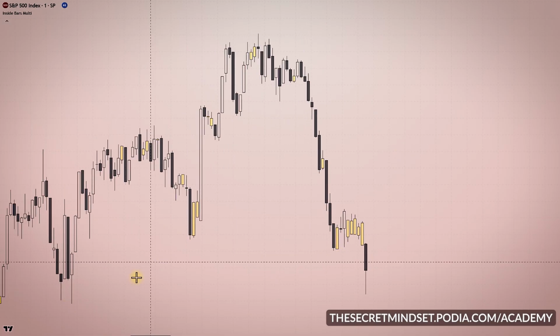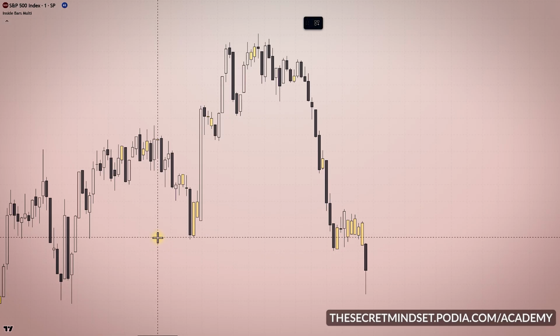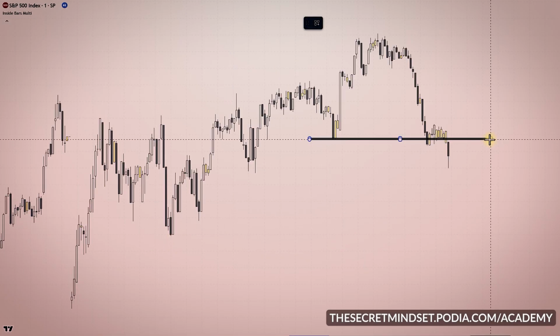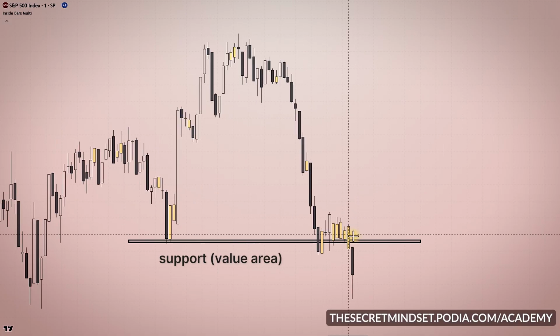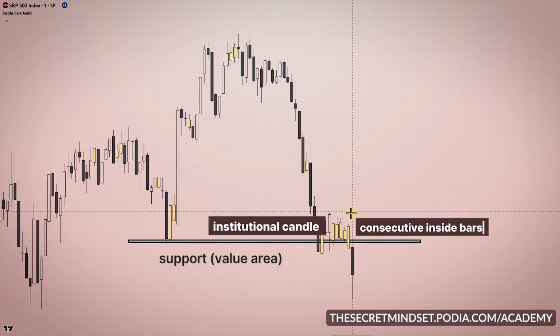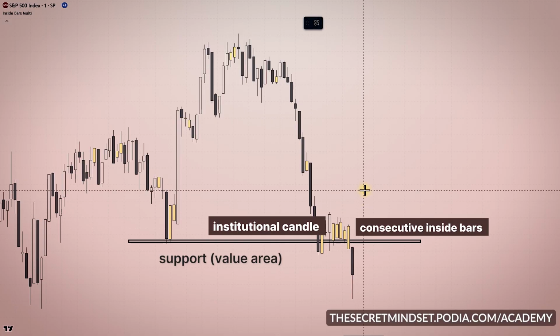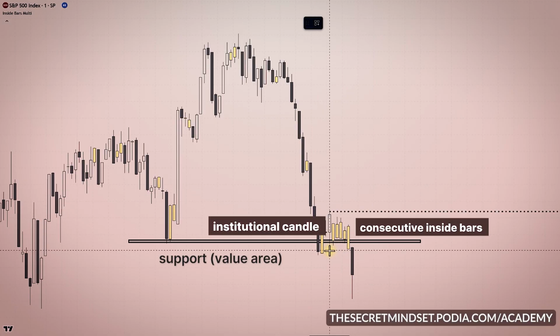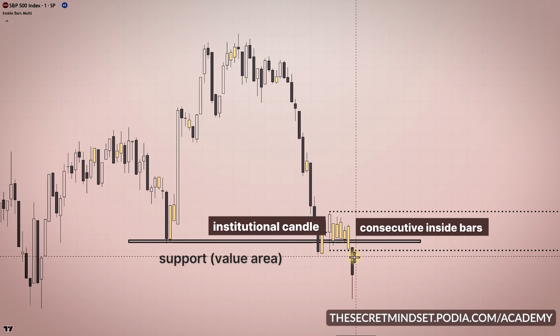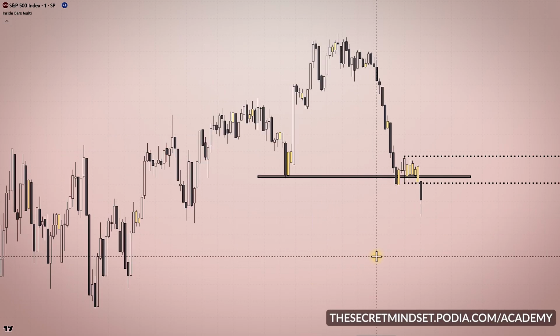It was a previous resistance level that price broke through earlier in the uptrend. Then we see price pull back to test this new support level. Notice how price reacts at the level. We see an institutional candle and a series of small bars forming just above support. These are inside bars, showing a contraction in volatility.